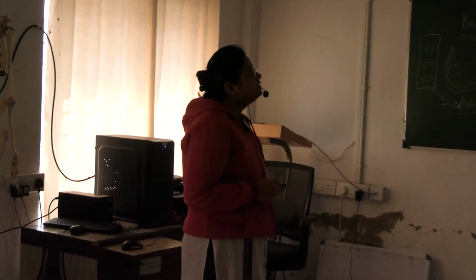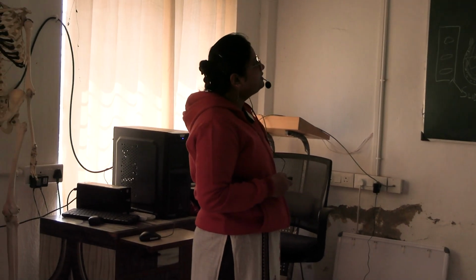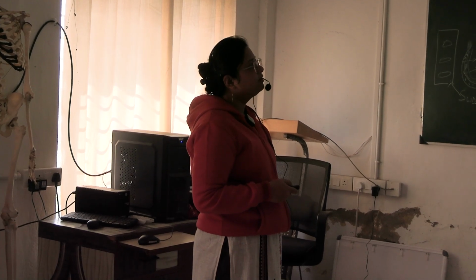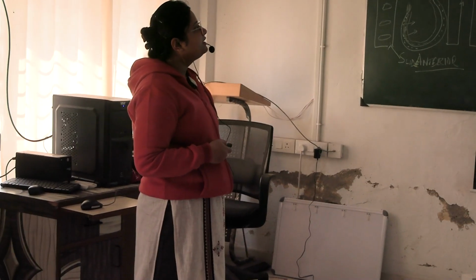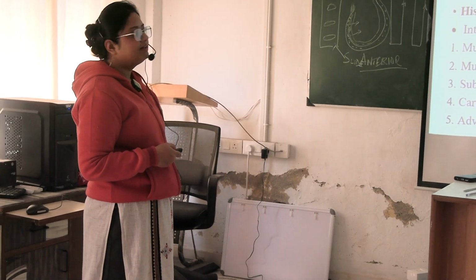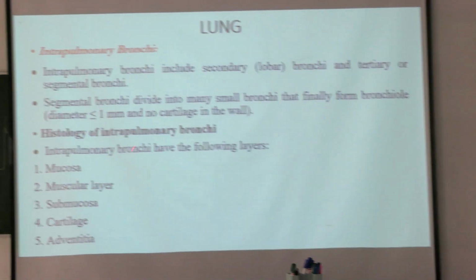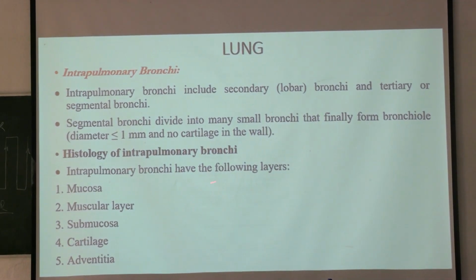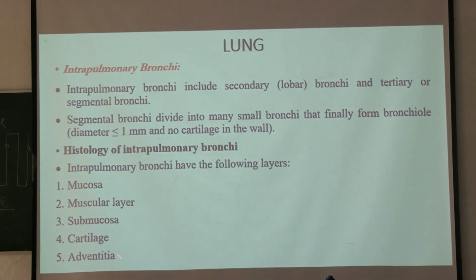Intrapulmonary bronchi include the secondary or lobar bronchi and tertiary or segmental bronchi. Segmental bronchi divide into many small bronchi that finally form the bronchiole. Bronchiole diameter is less than 1 millimeter and has no cartilage in the wall. Histology of intrapulmonary bronchi: it has the following layers: mucosa, muscular layer, submucosa, cartilage and adventitia.